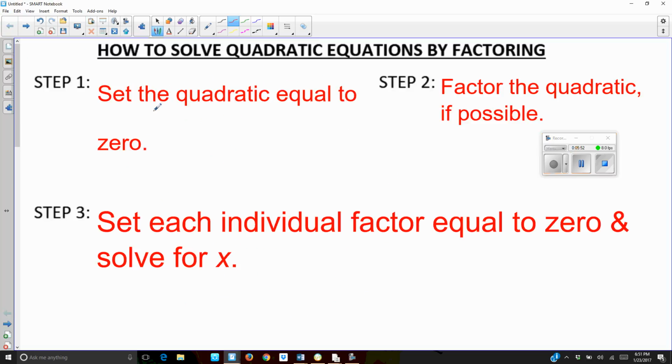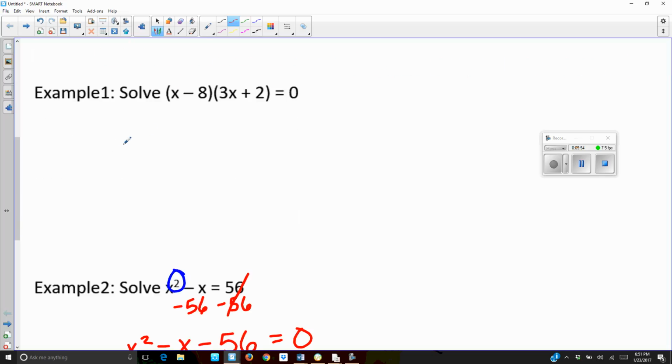All right, so real quick, we're going to do example 4 in just a second. But if we go back to example 1, you'll have some problems like this that are already factored. So you do not need to multiply these together. They've already done the first two steps for you. So all you've got to do in this problem is set your two factors equal to 0 and solve both of these for x.